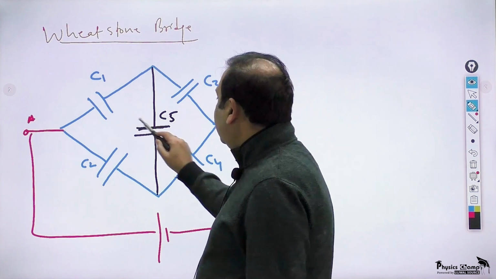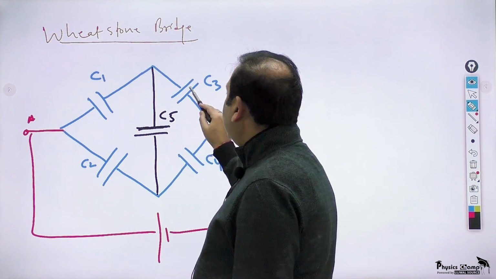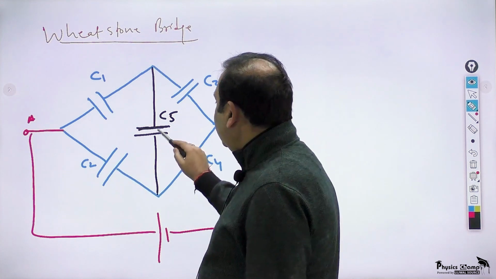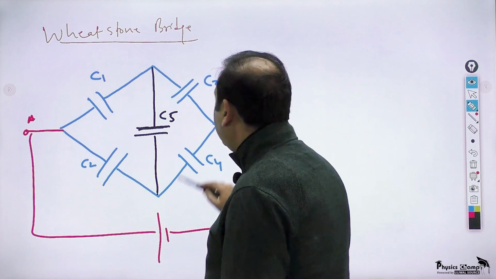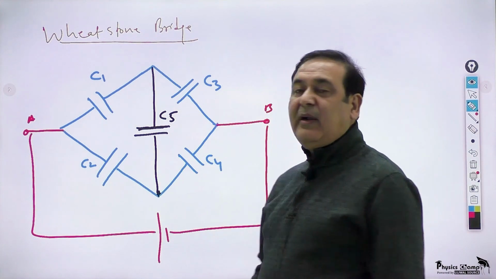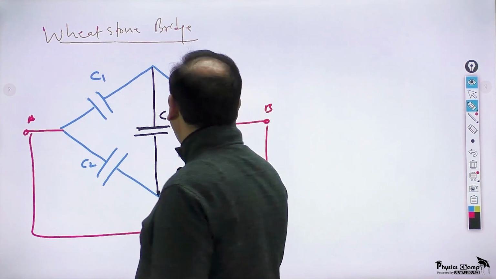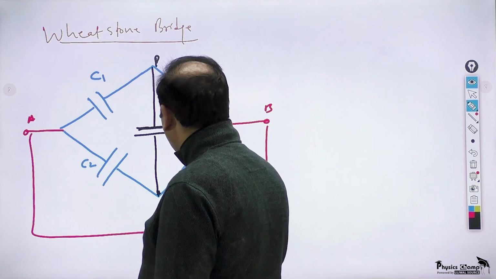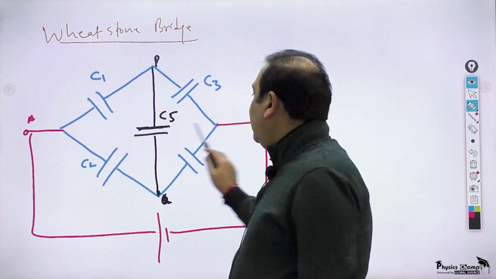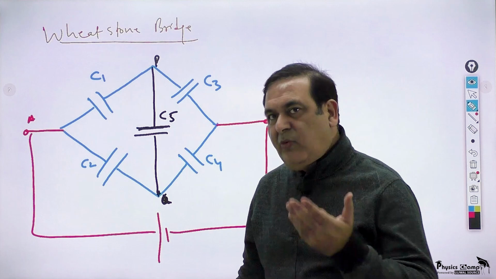If you look at C1 and C5, they are neither in series nor in parallel. Similarly, C1 and C3 are not in series because you have C5 crossing between them. Similarly, C2 and C5 are not in series or parallel. C2 and C4 are also not in series or parallel because you have this connecting between them. I'm naming these junctions, if they are A, B, I call these junctions P and Q. Now we will be able to solve it.